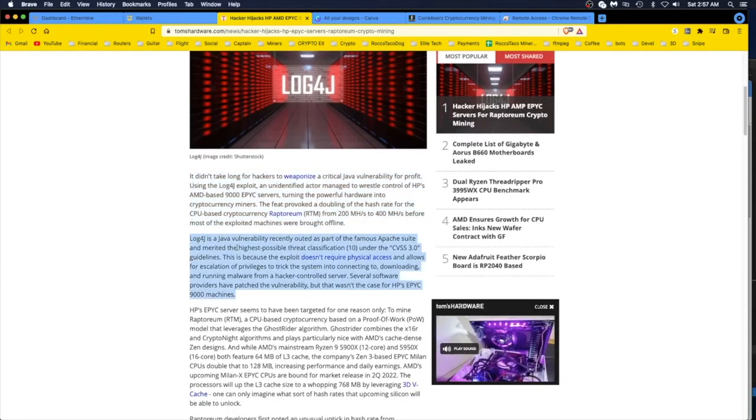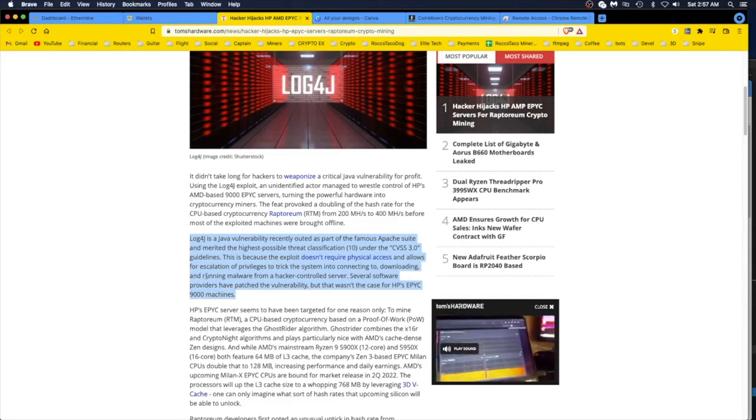So anyway, here we talk about log4j. It's a vulnerability recently outed as part of the famous Apache suite and merited as the highest possible threat classification, 10. This is because the exploit does not require physical access and allows for escalation of privileges to trick the system into connecting to, downloading, and running malware from a hacker-controlled server.